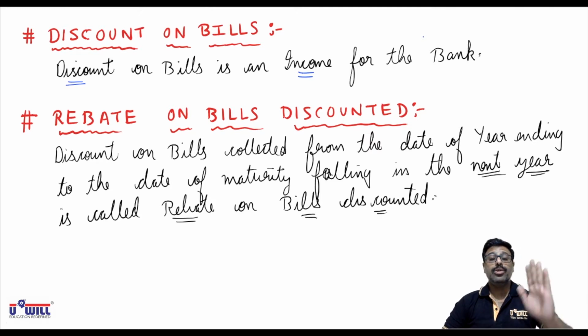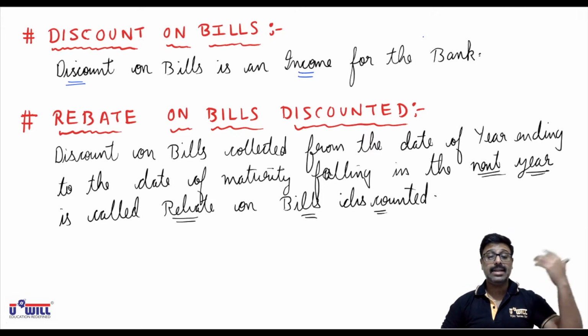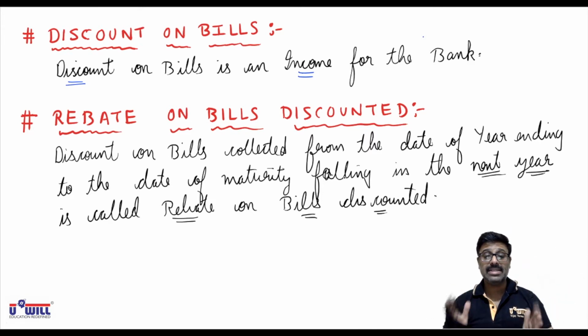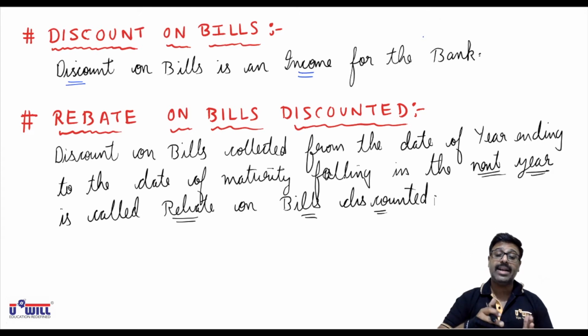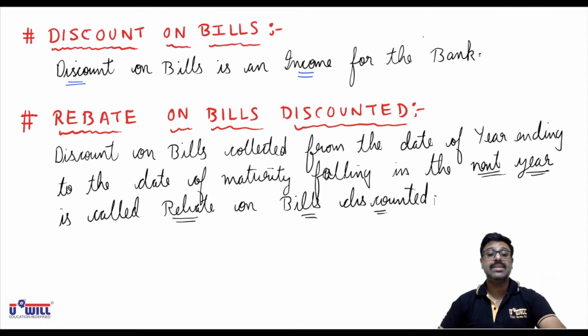Keep it in mind, rebate on bills discounted will come into existence only if the maturity date of the bill goes in the next year. And whatever is the discount for the period from the ending of current year to the maturity date which falls in the next year is called rebate on bills discounted.